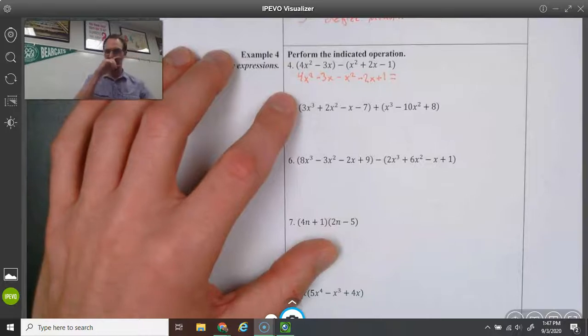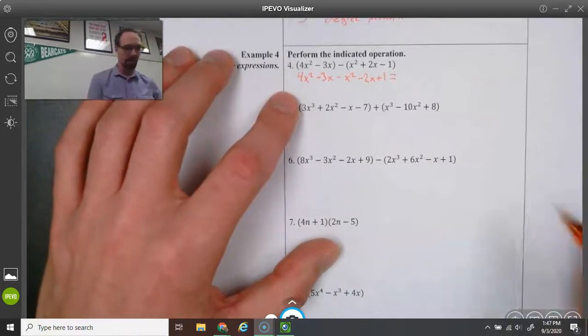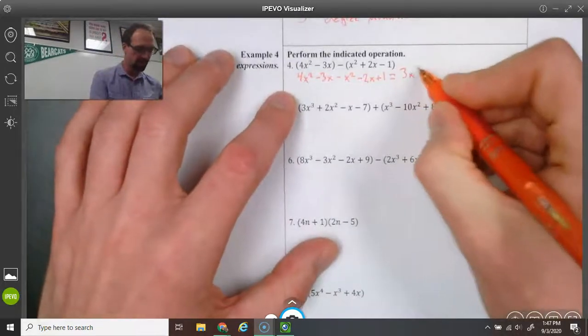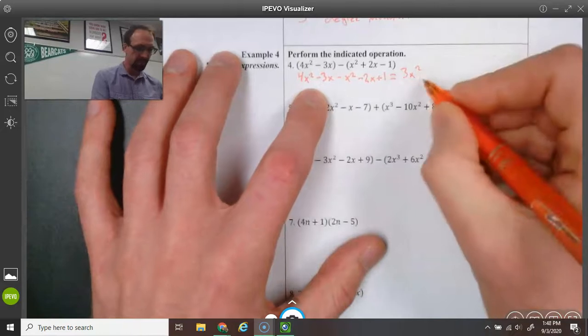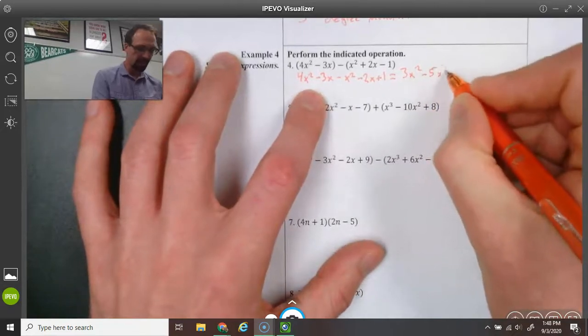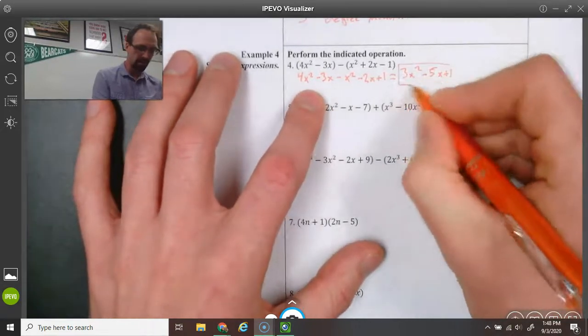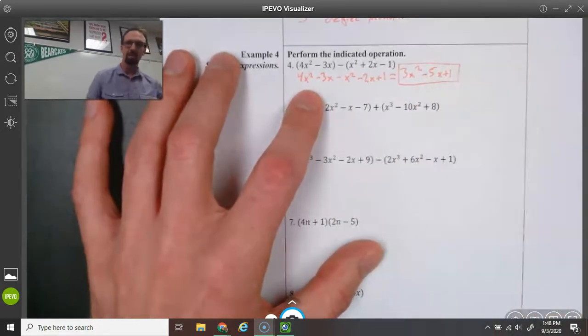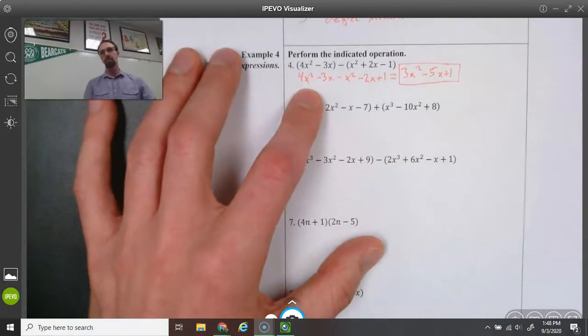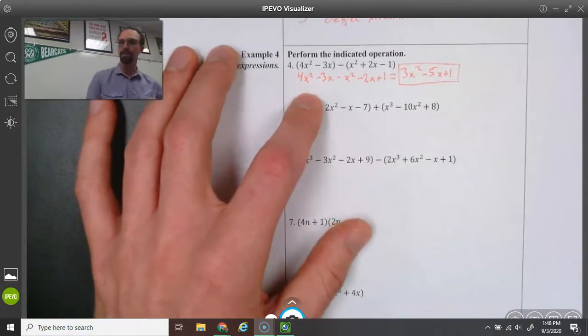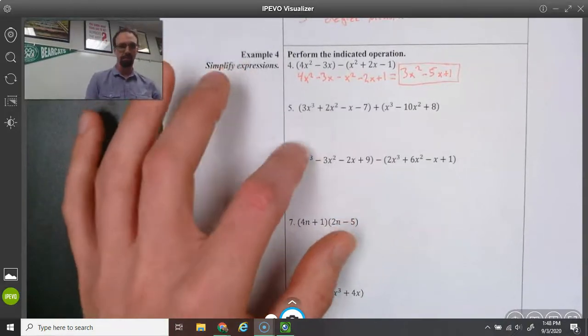Combining like terms, if I take 4x squared minus x squared, that gives me 3x squared. Negative 3x minus 2x gives me negative 5x, and then plus 1 is left over. Whenever we write these, we also write the power exponent in order from greatest to least, so x squared would go first, then the negative 5x, and then the plus 1.